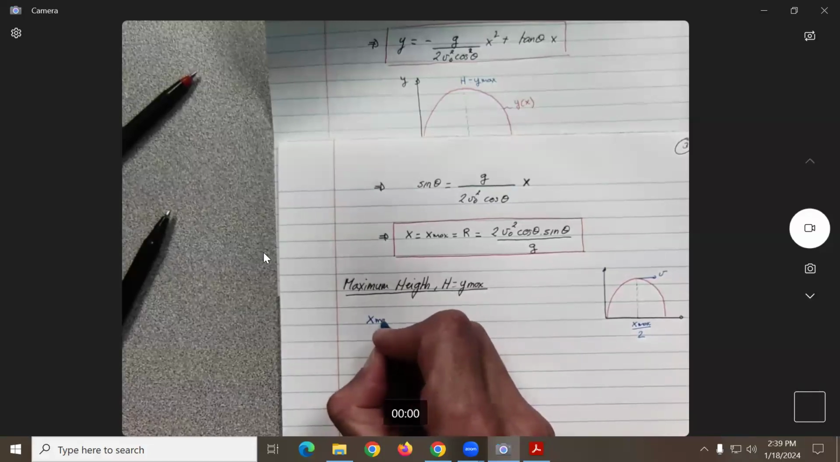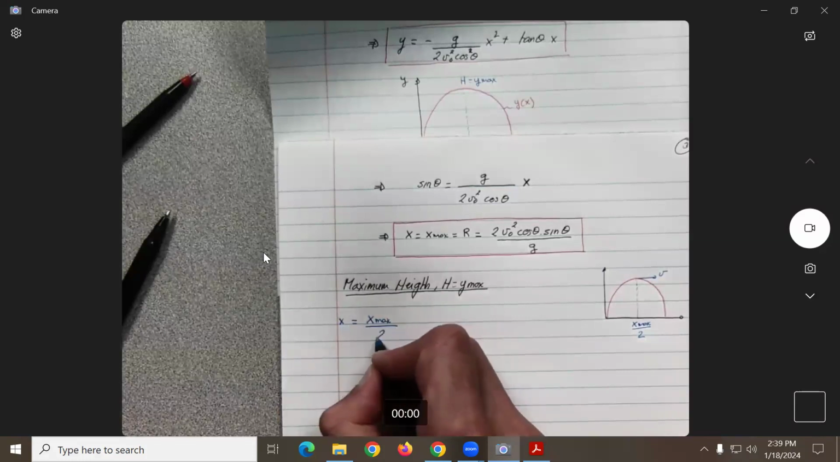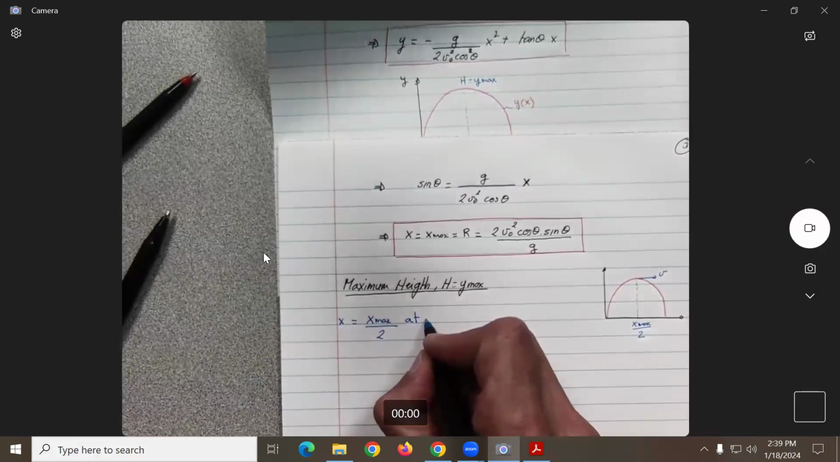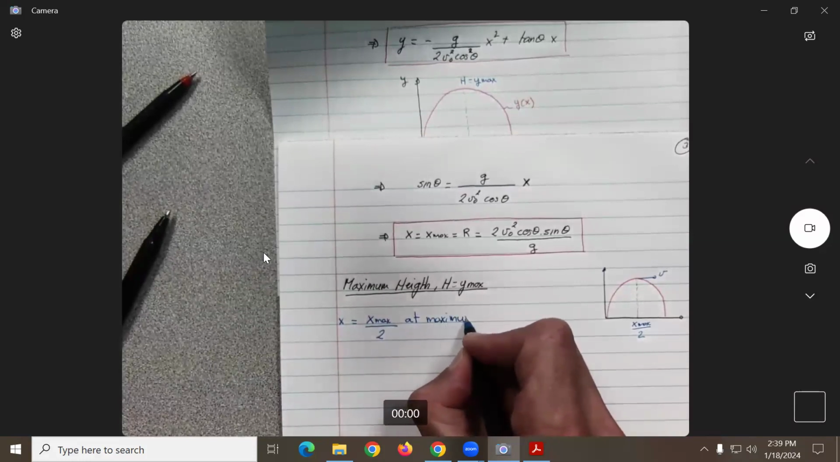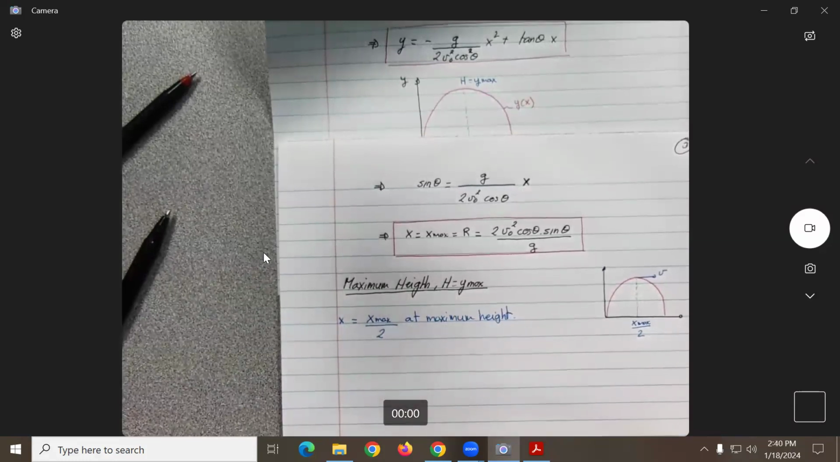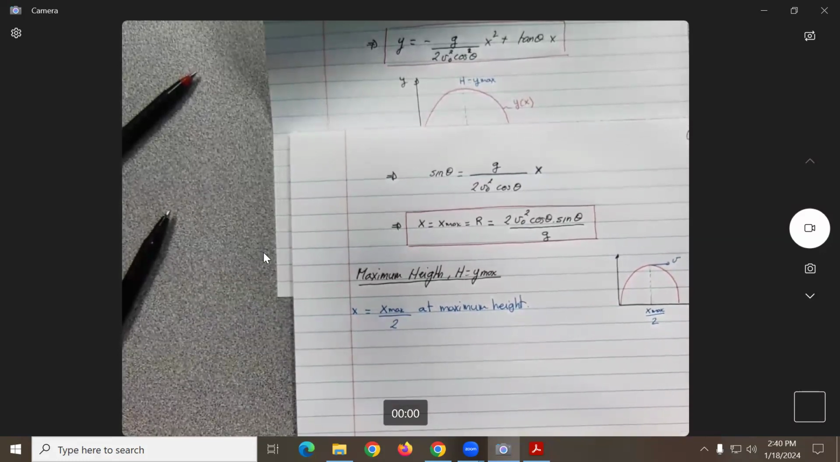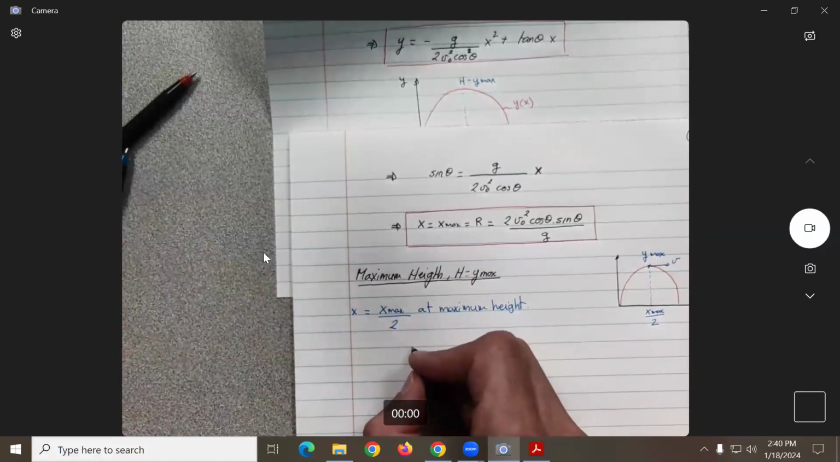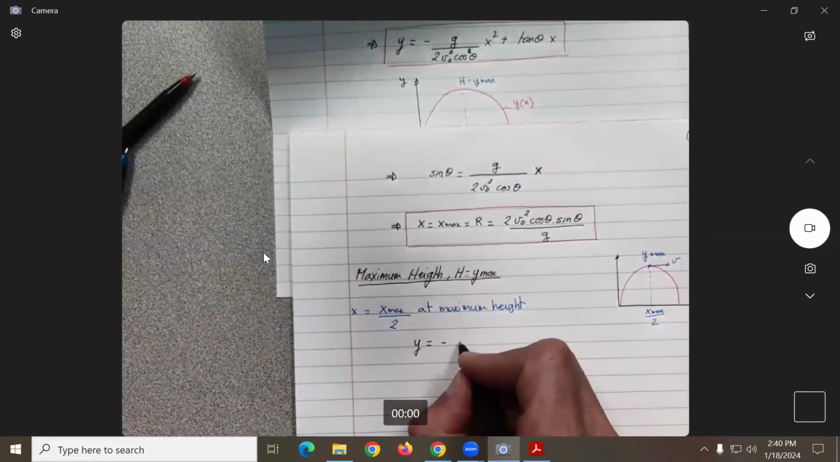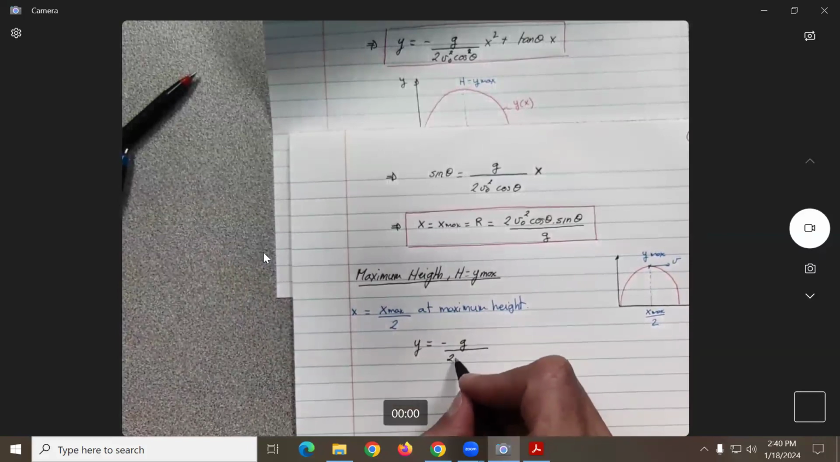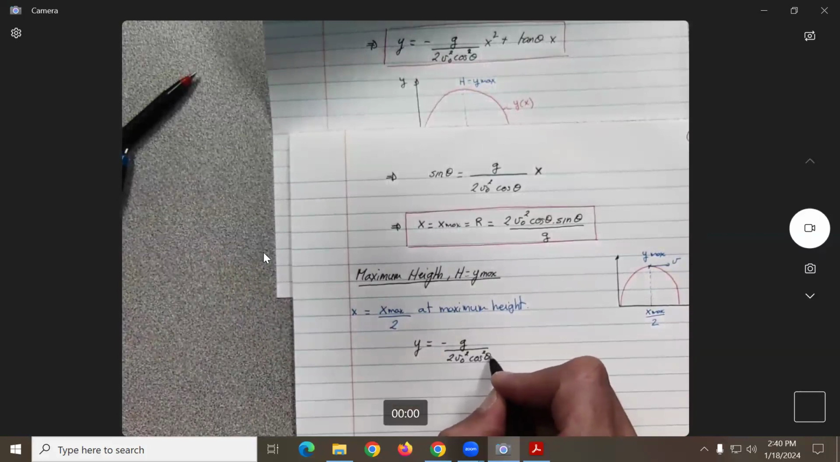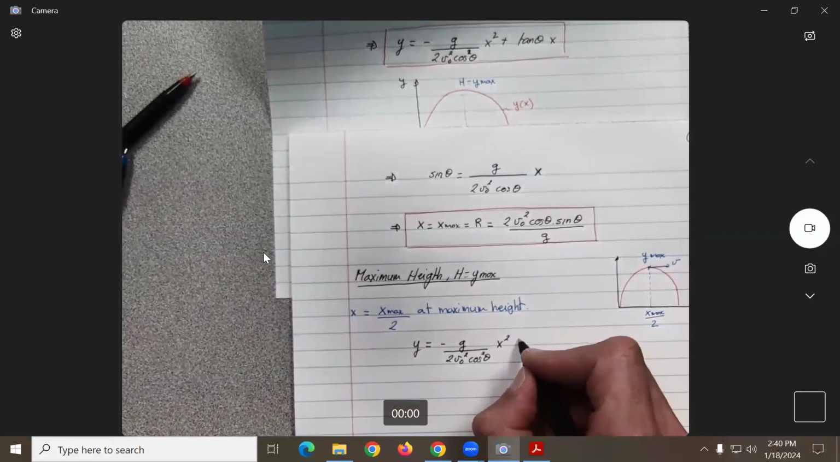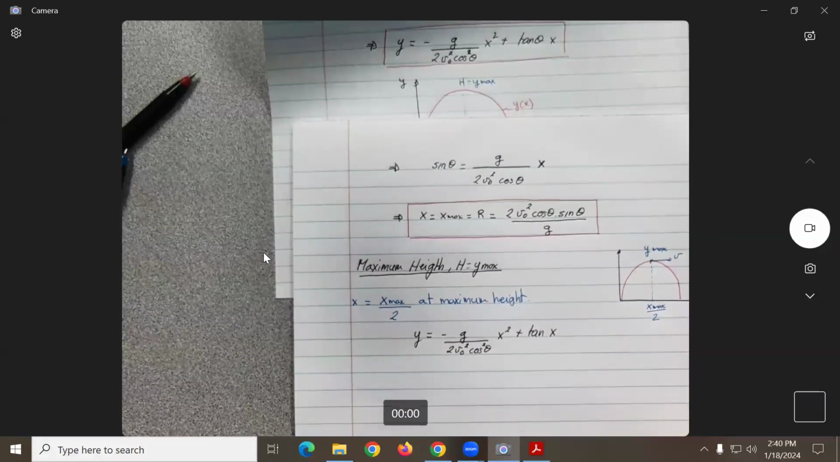So let's say use x equal x max divided by 2 at maximum height. Okay, this would be your y max. Okay, so we have the equation here, y equal to what? Minus g over 2 v naught squared cosine squared theta x squared plus tangent theta x, no? Okay.